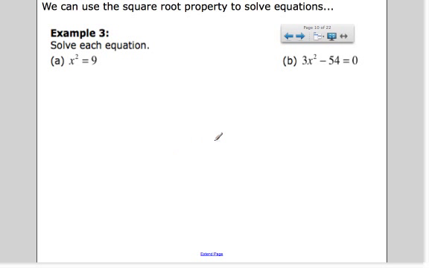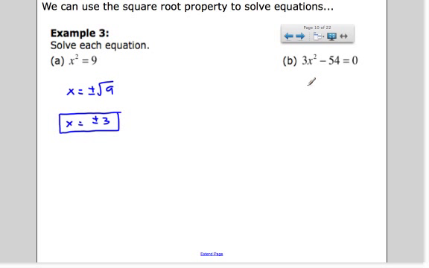Well, we can use the square root property to solve equations. So here's some examples. This one, I've got something squared equals a number. So I'm going to take the square root of both sides. X equals plus or minus the square root of 9. The square root of 9 is 3, so that's x equals plus or minus 3. So positive 3, negative 3 are my answers.